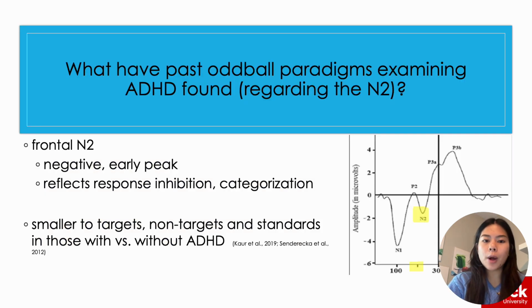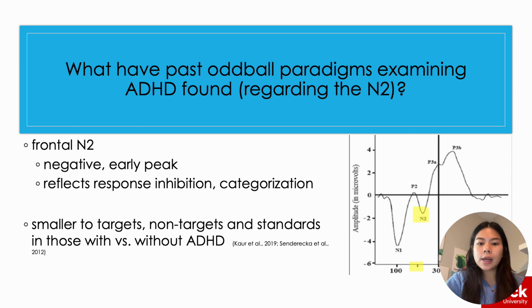What have past audible paradigms examining ADHD found regarding the N2 ERP component? To start off, I'm going to be discussing exactly what is the N2. So the N2 happens at the frontal region of the brain, and it is a negative going peak. It happens early onset of the stimulus, and it reflects response inhibition and categorization.